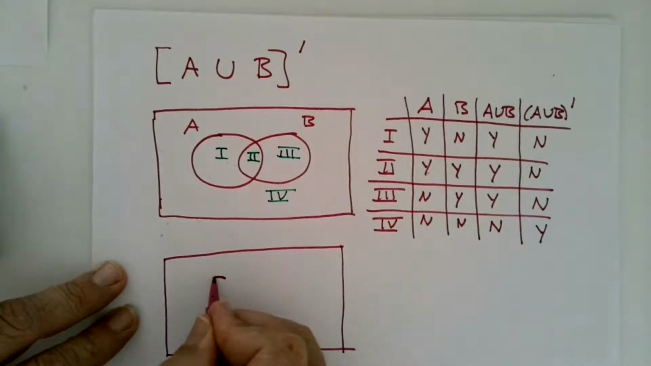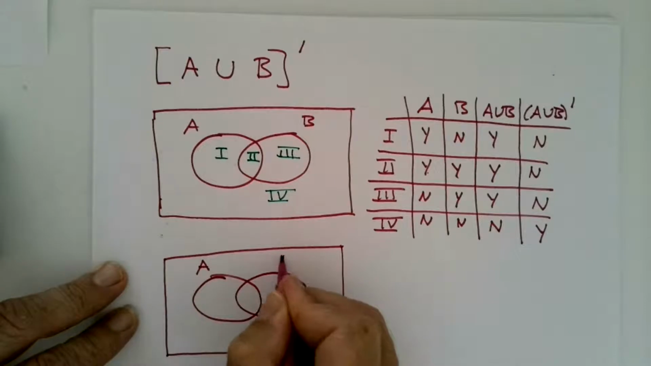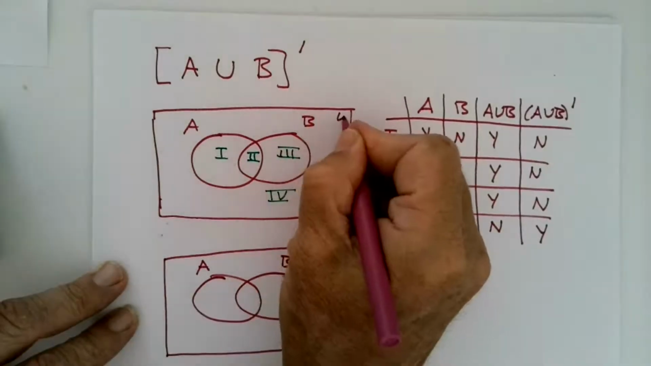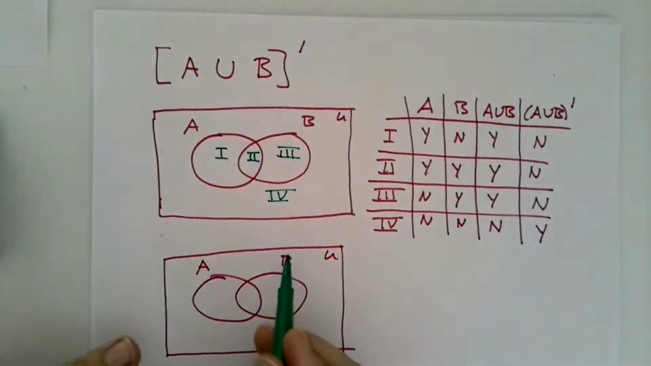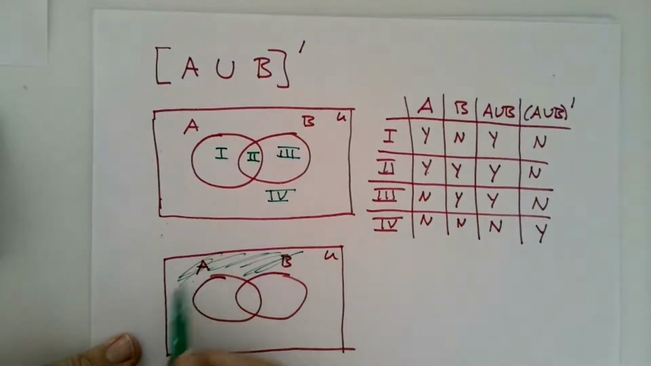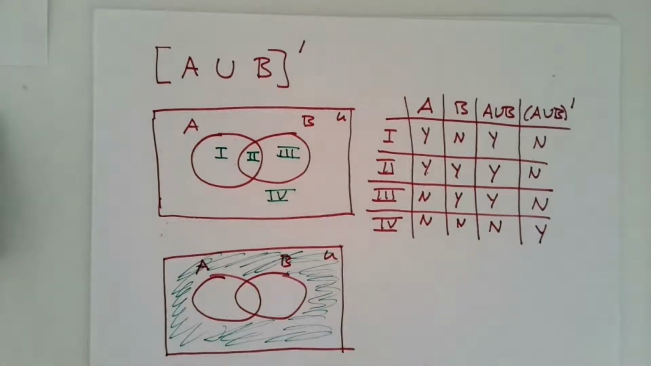So let's quickly draw that. That's A, that's B, of course, universal set, as always. Region 4 is just outer space. So we will shade in the outer space. And that's going to be our A union B complement. And let's do one more.